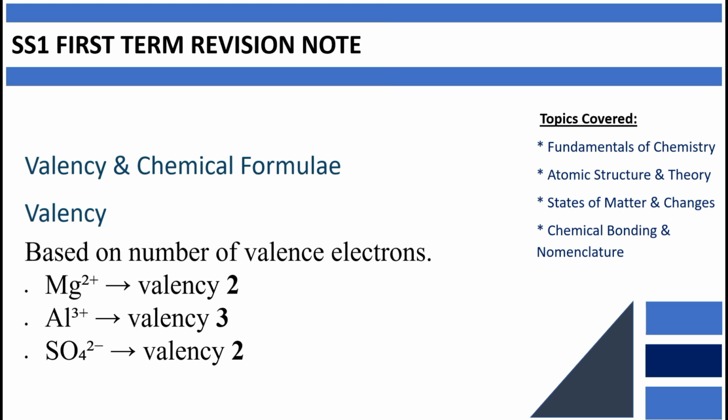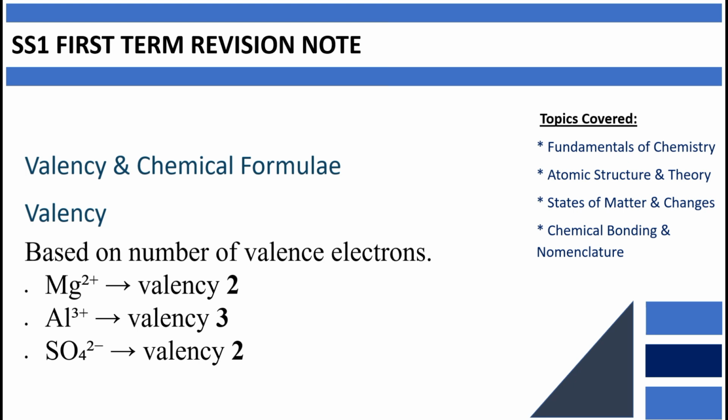Look at this. If you look at magnesium, previously we have it as 2, and I say it is its valency. So it is possible for magnesium to lose these 2 electrons and become Mg2+. Now for me to find the valency of an ion, what I just need to do is to remove the sign. That 2+, remove the plus, it becomes 2. Aluminum 3+, we just remove the plus, it becomes 3. SO4 2-, remove the minus, it becomes 2.